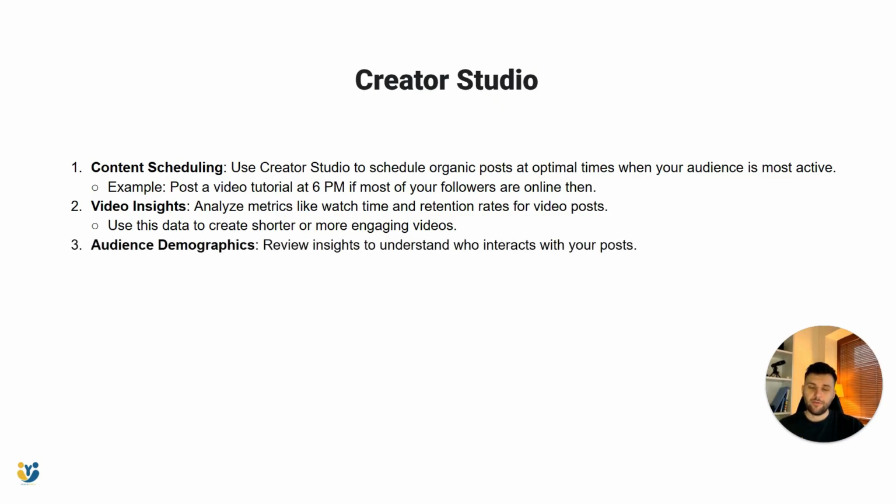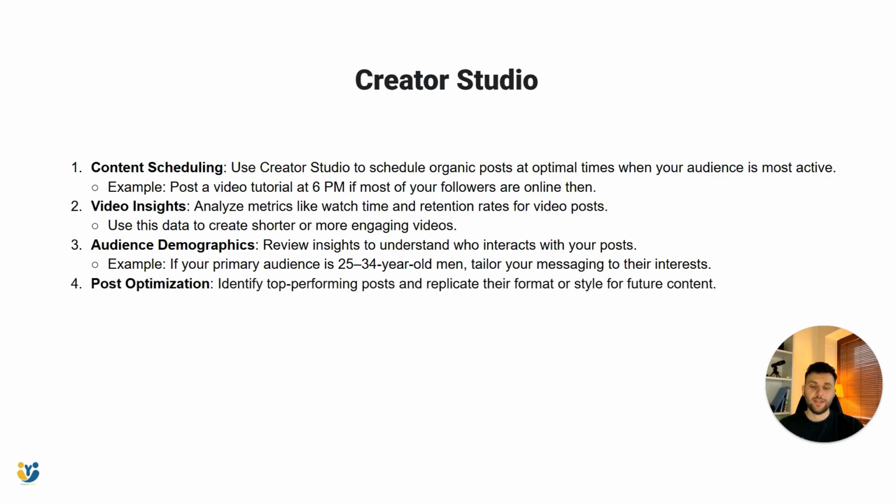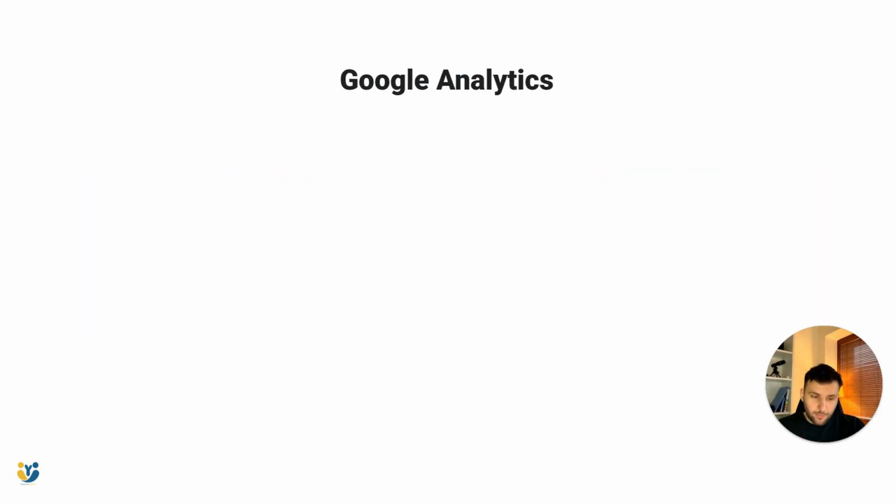Next up, audience demographics. You will see who interacts with your posts. And obviously, if you then want to do post boosting, which is like ads for posts, it can reach more people, right? So for example, if your primary audience is 25 to 34-year-old men, you can tailor your messaging to their interests. Post optimization: you can identify top performing posts and replicate their format or style for future content. Basically, double down on what works, right? So let's get into it before I tell you about Google Analytics.